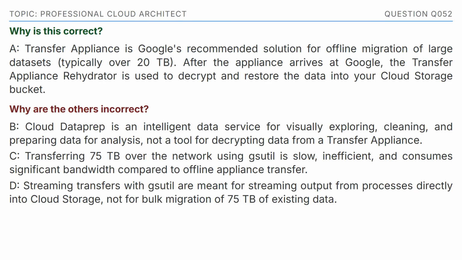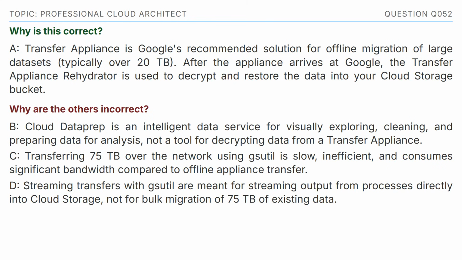Transfer Appliance is Google's recommended solution for offline migration of large datasets, typically over 20 terabytes. After the appliance arrives at Google, the Transfer Appliance Rehydrator is used to decrypt and restore the data into your Cloud Storage bucket. Why are the others incorrect? B. Cloud Dataprep is an intelligent data service for visually exploring, cleaning, and preparing data for analysis, not a tool for decrypting data from a Transfer Appliance.